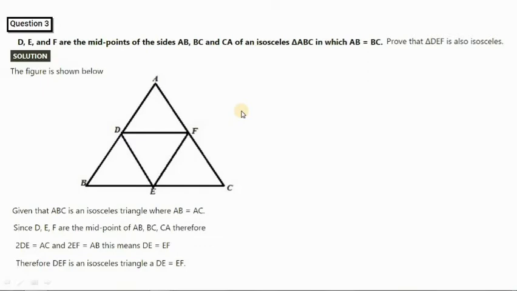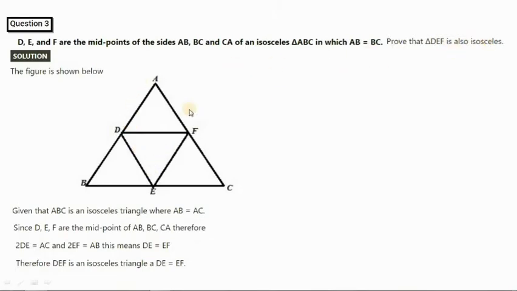Now let's have a look at the third question. The question says D, E and F are the midpoints of sides AB, BC and CA of an isosceles triangle in which AB is equal to BC. So there's an isosceles triangle ABC where AB and BC are equal to each other. It is given that D is the midpoint of AB, E is the midpoint of BC, and F is the midpoint of AC. That's what is given, and we need to prove that DEF, this inner smaller triangle, is also an isosceles triangle.